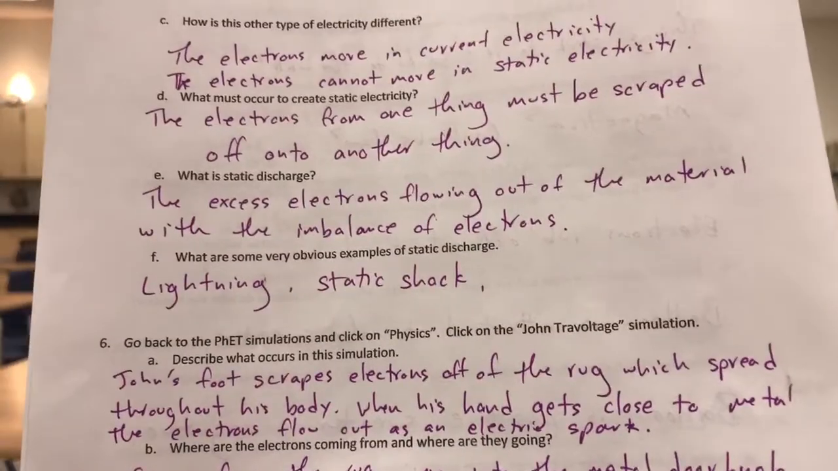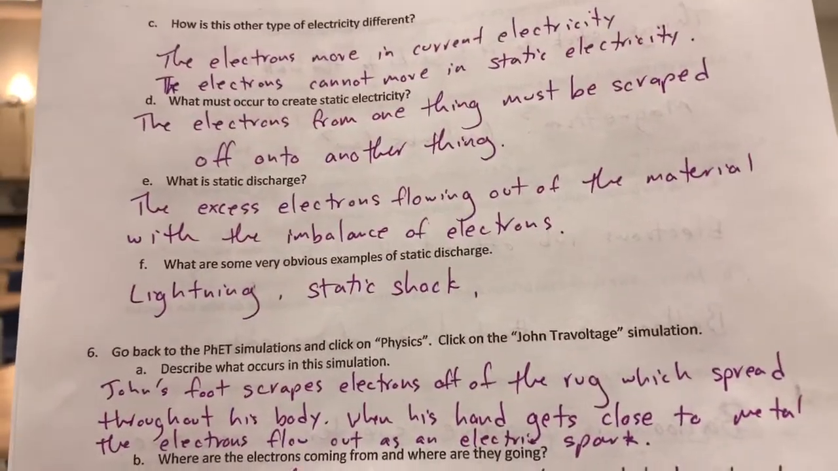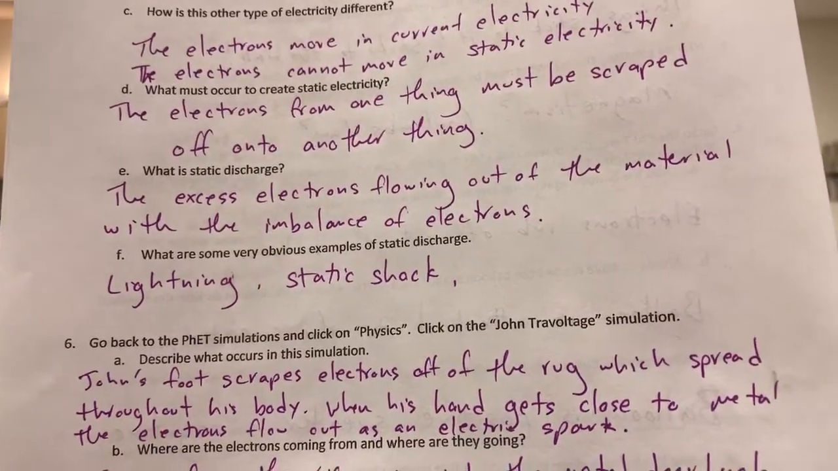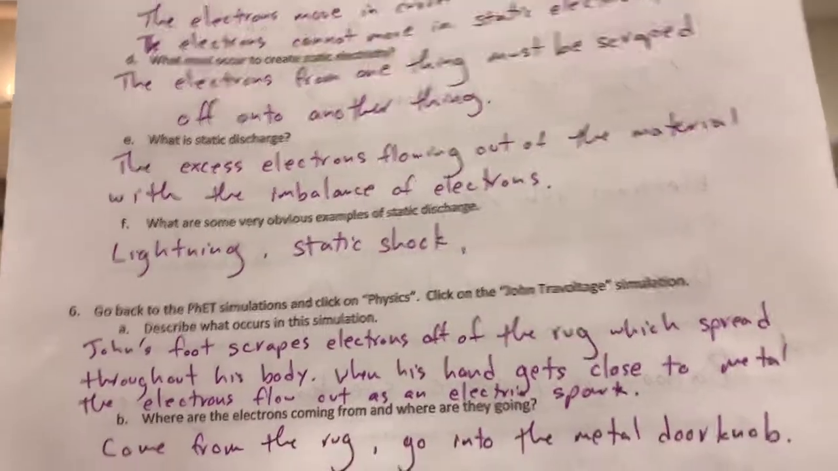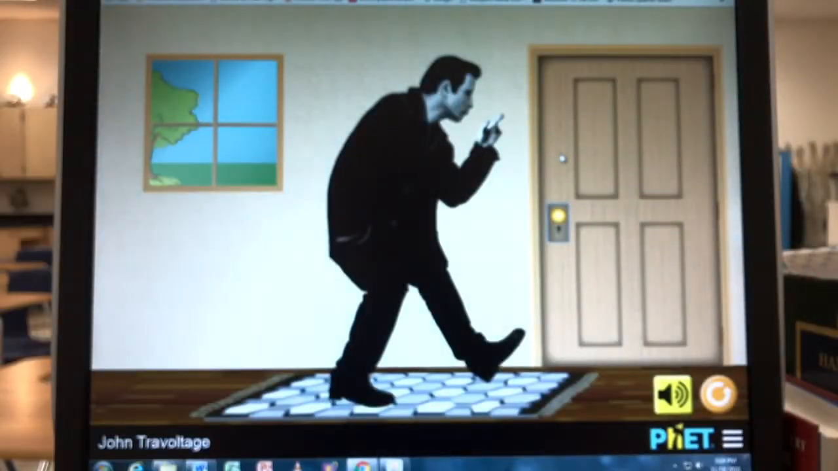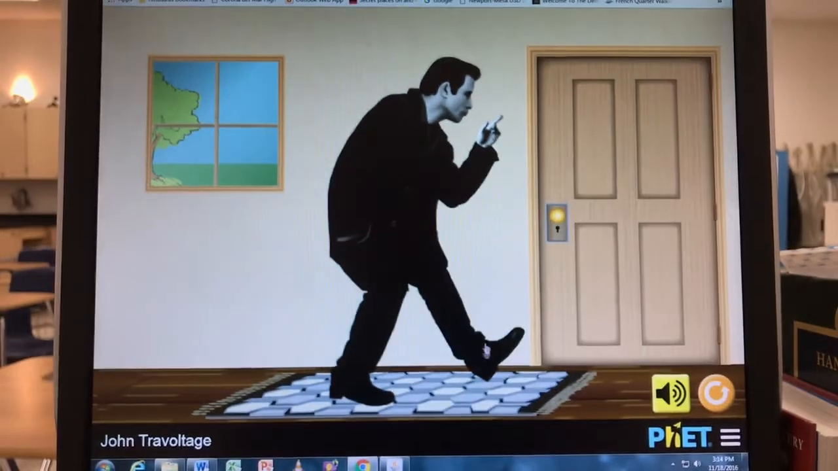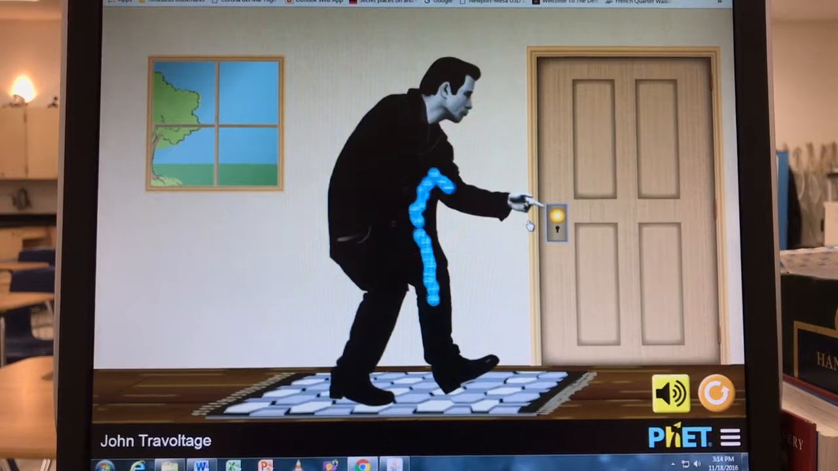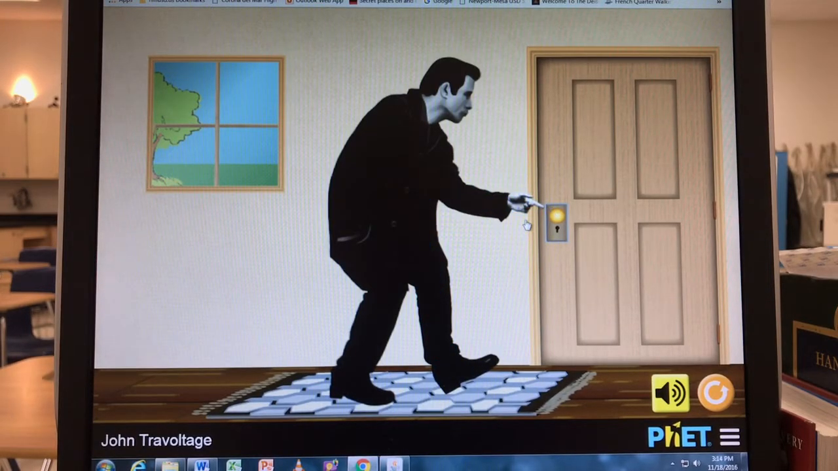So John Travolta's foot scrapes along the rug, scrapes the electrons off, which spread throughout his body. When his hand gets close to the metal, the electrons flow out as an electric spark, as you saw. So where do they come from and where are they going? They are coming from the rug. So they come from the rug and they go to the metal. The reason they go through the metal is because metals are conductive, right? That is like an electron sink over there.